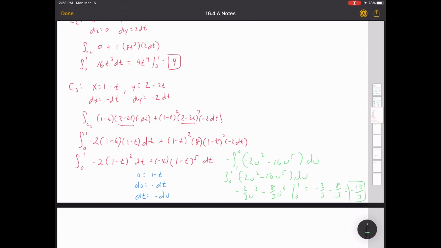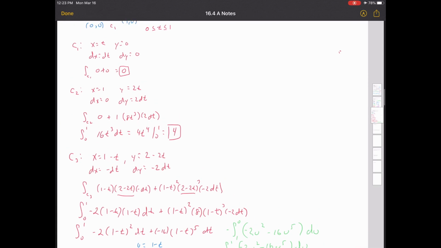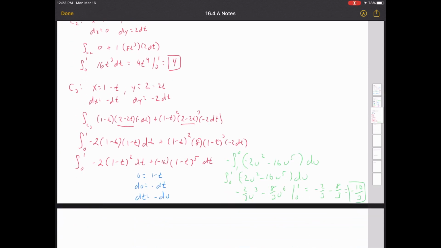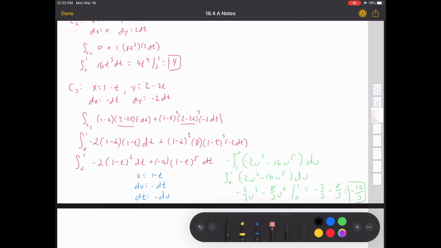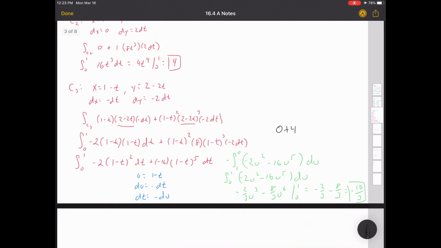Wow, okay. So yeah, that's a bit of a pain. That was just the 3 line integrals. So we got 0 plus 4 plus negative 10/3. So we're going to have 0 plus 4 minus 10/3, which is 12/3 minus 10/3, 2/3. So that should be the line integral over c equals 2/3. Again, very long process to do all that stuff.